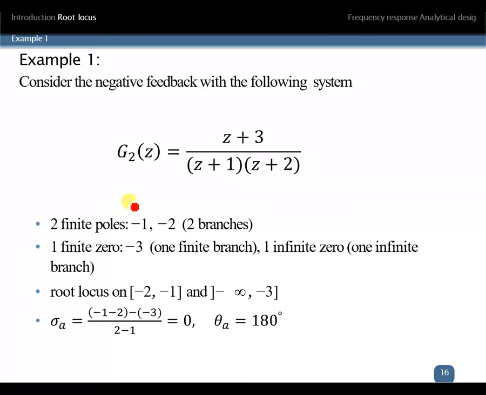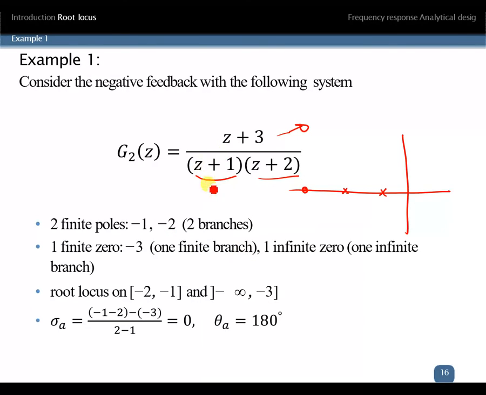We start with example number 1. Consider the negative feedback system with the following G_A2: Z plus 1 over Z plus 3, Z plus 2. If you remember, you have the zero here and two poles here, at minus 1 and minus 2. If I draw this, one of them is at minus 1, which I show with a cross as a pole, minus 2, and the zero here.